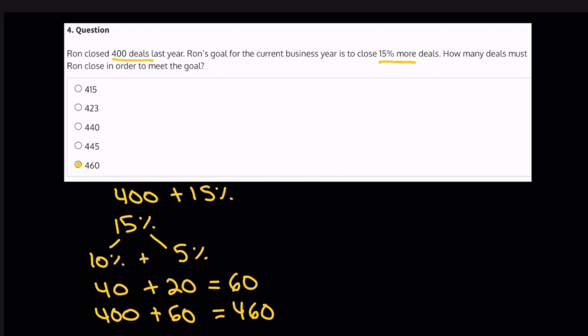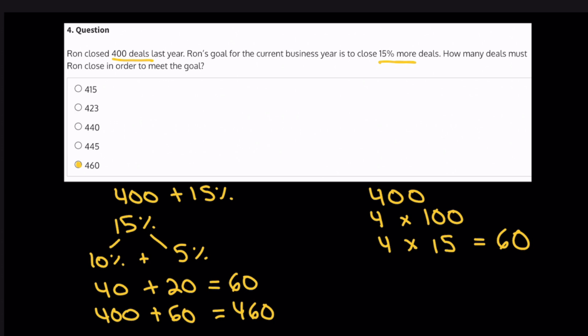Now, another method that can help make this problem seem a little bit more simple and easier to work through is to actually break down 400 itself into 4 times 100. Now we're looking for 15%, or 15 out of 100, meaning that for every 100 deals, Ron wants to close 15 more. So 15. Now, we're not dealing with just one 100, we're dealing with 4 100s, or 400. So that's why we're going to multiply that 15 by 4 to get to 60.